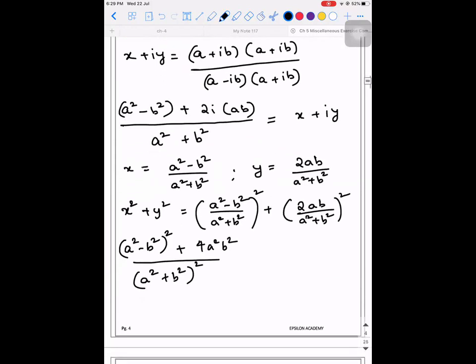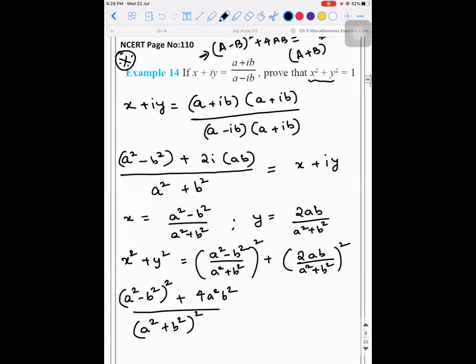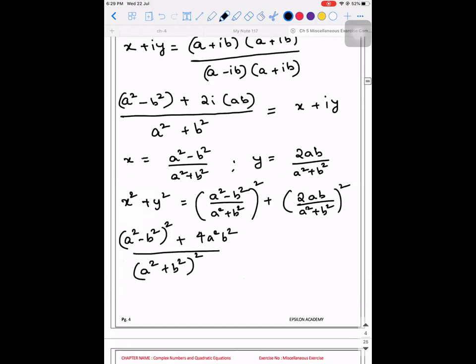Okay. So here in the place of capital A, I have A square. In the place of capital B, I have B square. So A minus B the whole square plus 4AB will be equal to, can I write this as A square plus B square the whole square, divided by, you already have A square plus B square the whole square. So what will happen to them? They'll get cancelled and the answer is 1. Did we prove it? Hence proved. Right?